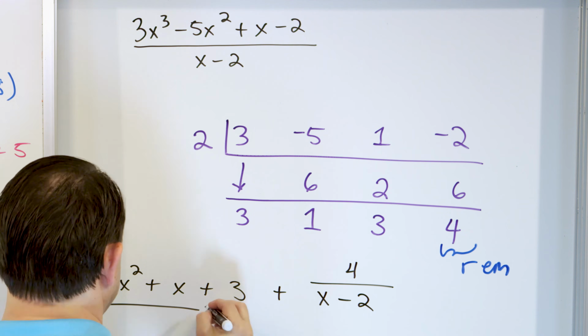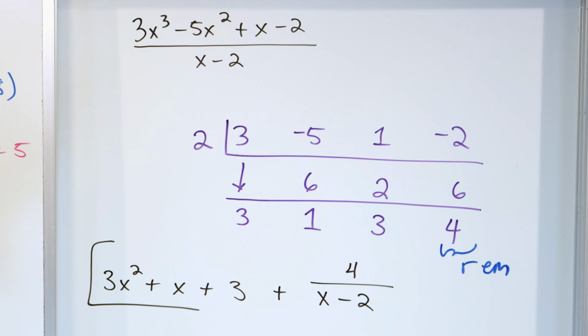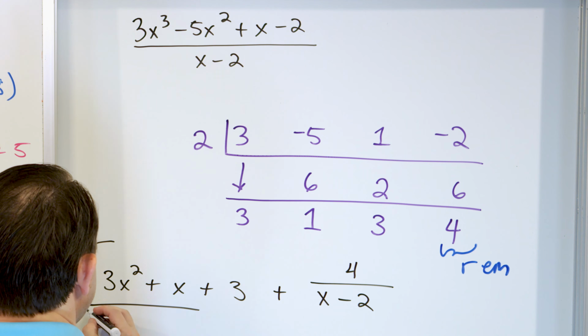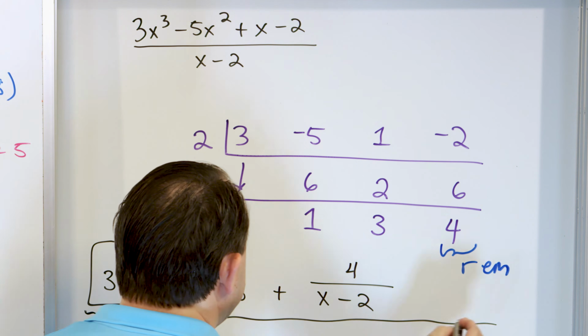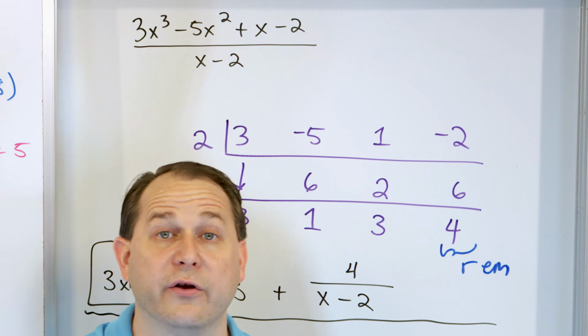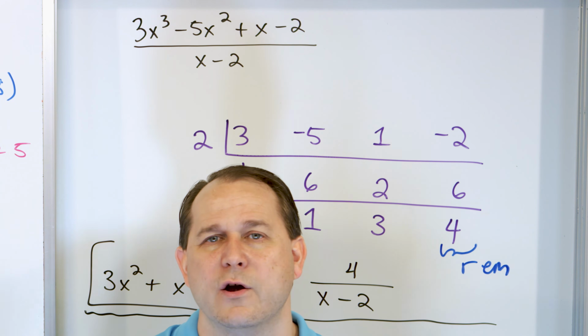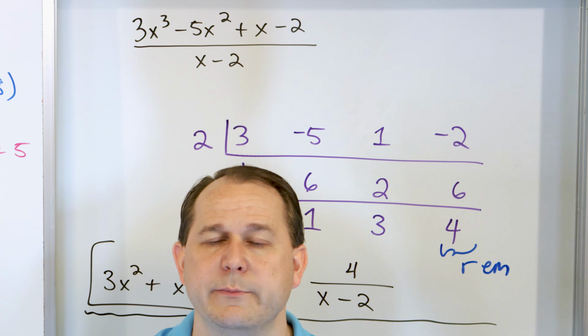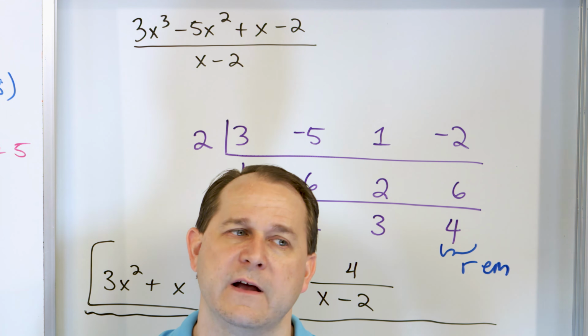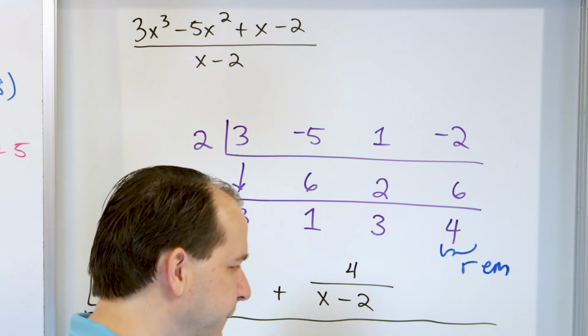This is the whole answer. 3x squared plus x plus 3 plus the fraction 4 over x minus 2. That's all done. Synthetic division is a really, really huge time saver. And there are also other uses of synthetic division we're going to discuss a little bit later. Right now we're just doing it to divide polynomials, but there are some other uses that we can use this technique for, a little bit later.